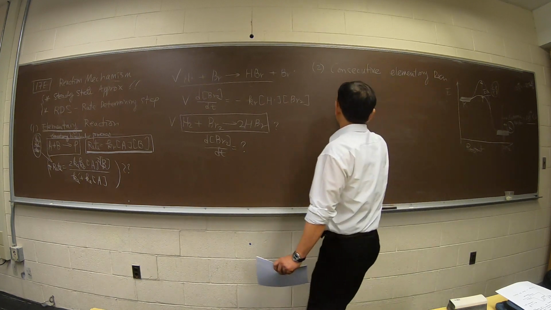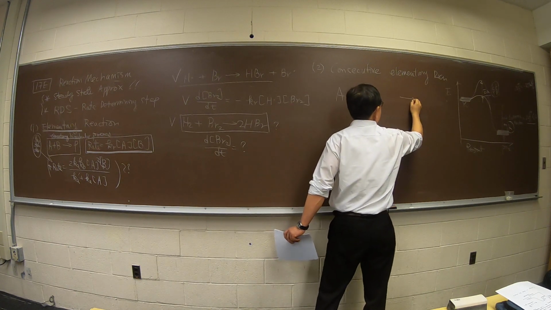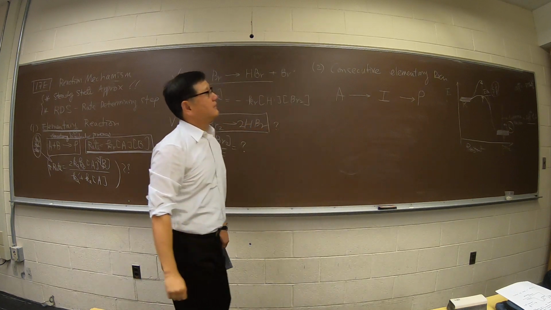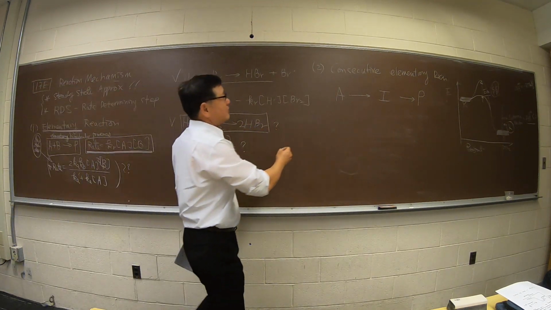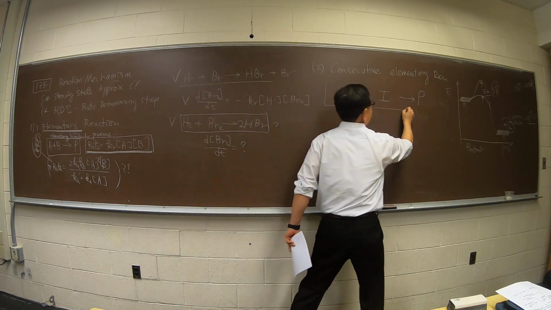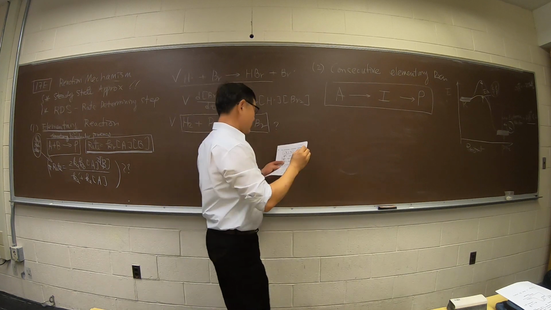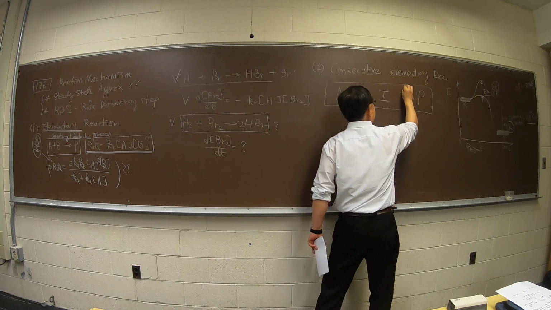And then I can write, okay, A goes to product, but I'm going to put an intermediate. So it goes to intermediate stages and goes to product. This can be a little twist from A to P right away. Okay? And then they put a Ka and Kb.